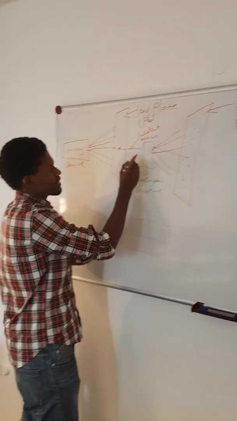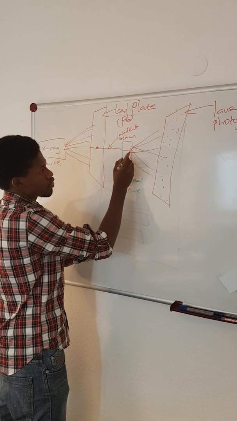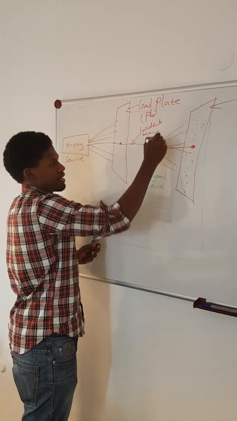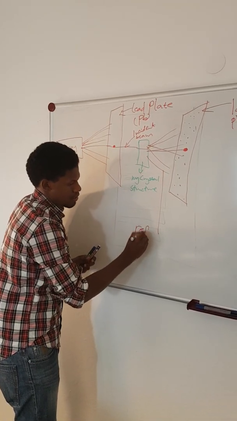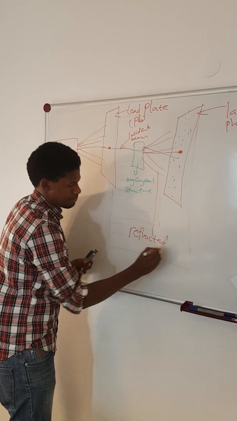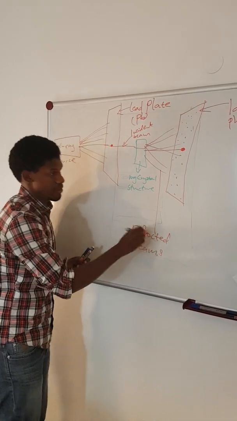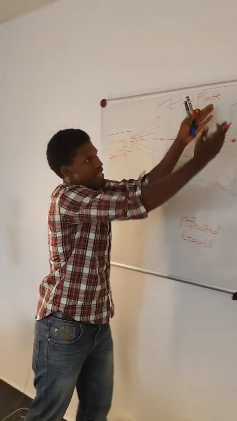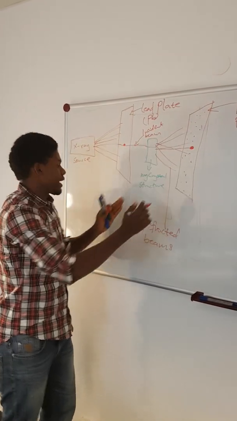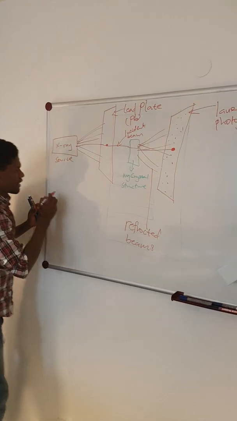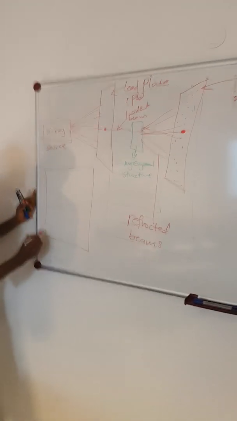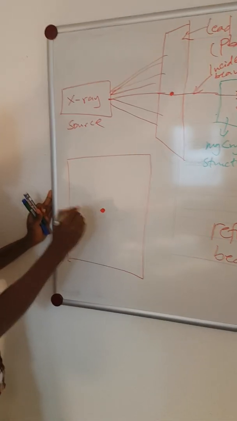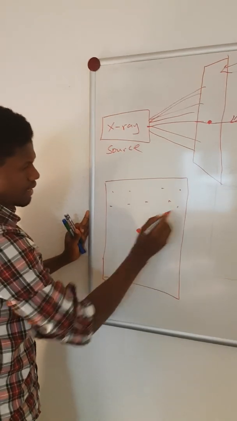You can see this beam will pass through this material, and sometimes you can see a big dot here. This is the transmitted beam. However, you can see some patterns. So we're going to take this Laue photograph and make it bigger. This is the bigger dot here, and we can have other dots like this.